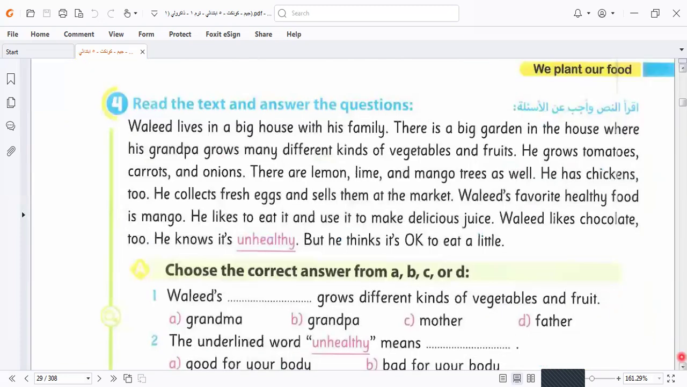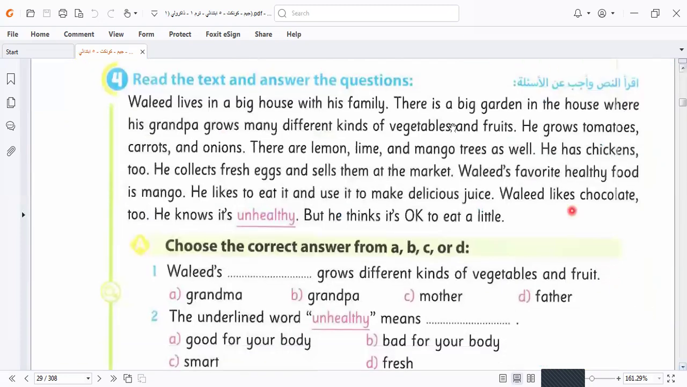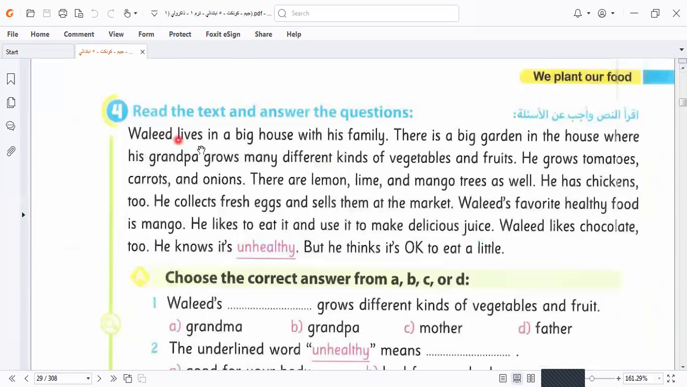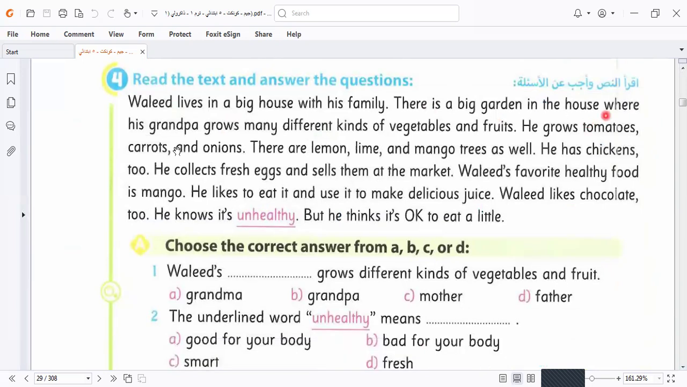Let's answer the text. Walid lives in a big house with his family. There is a big garden in the house where his grandpa grows many different kinds of vegetables and fruits. He grows tomatoes, carrots, and onions. There are lemon, lime, and mango trees as well. He has chickens too. He collects fresh eggs and sells them at the market.